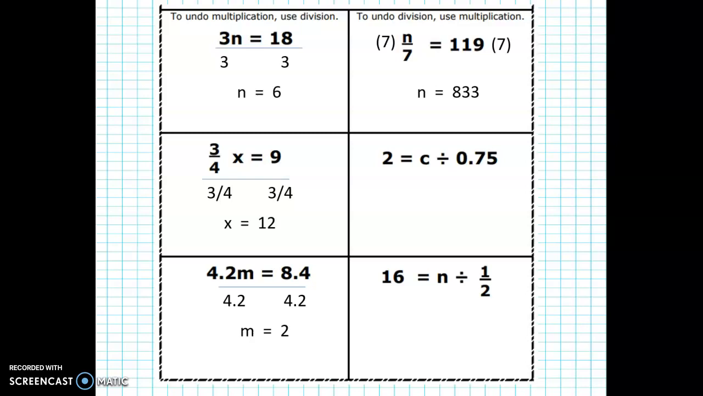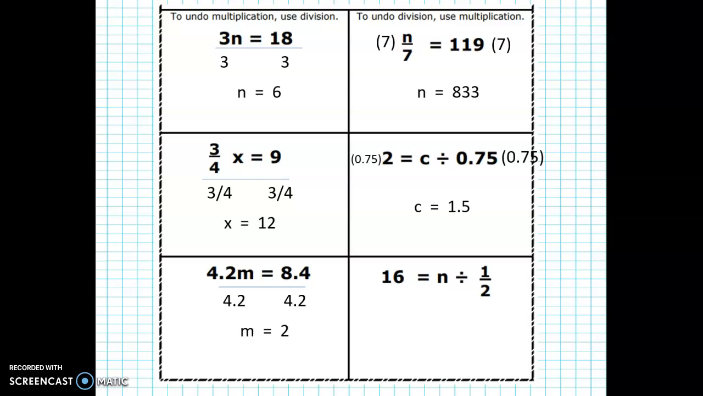Now notice on these next two examples, the variable is on the right side. That's fine. It doesn't matter which side the variable is on. You still solve it the same way. C divided by 75 hundredths. Since we're dividing by 75 hundredths, we're going to multiply both sides by 75 hundredths. This leaves C on the one side of the equation and 1.5 on the other.